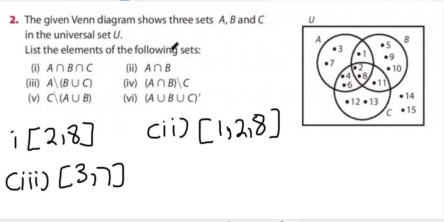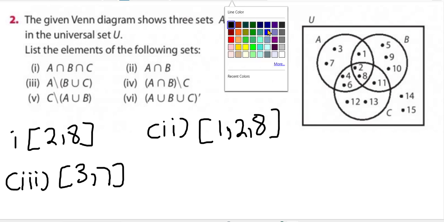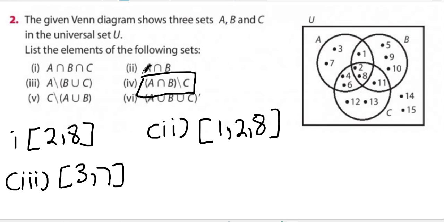Okay. Can somebody translate this one into English for me? A intersection B less C. What's that in English? So everything that's in A and B, which is that, but you're not allowed in C. So what's left? Yeah, that's your lot. Number 1.